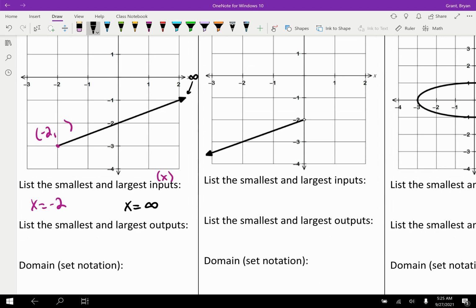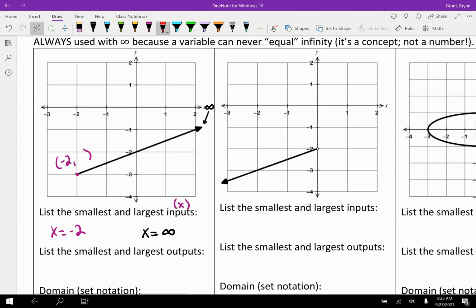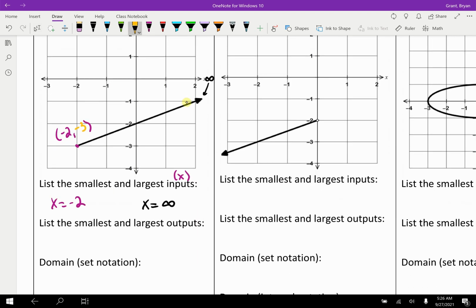Let's go ahead and do the same thing for the outputs. All right, the largest and smallest outputs. Well, if you look at the y-axis, again, the y-axis goes up and down. The smallest y's are at the bottom. There's no y of negative 4, though, because negative 4 doesn't end up anywhere on my line. However, there is a y of negative 3, and it won't shock you too much that this y value is right here. So my smallest y, the lowest my graph ever goes, is a y value of negative 3.